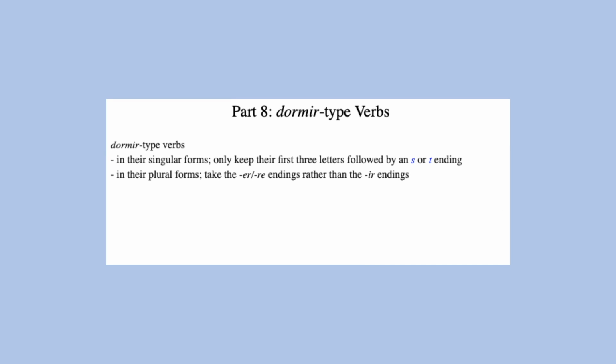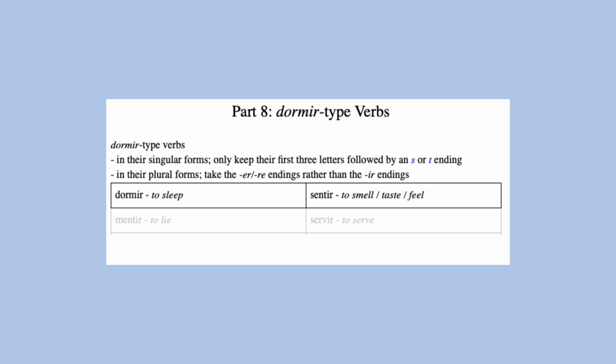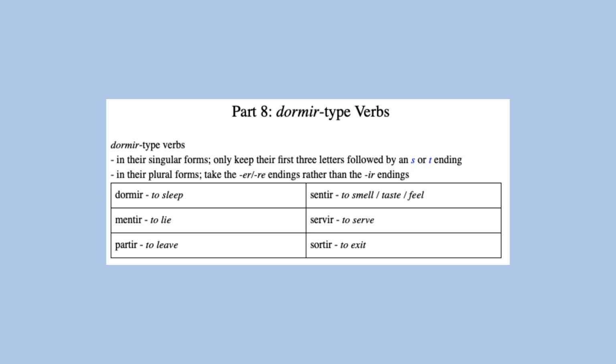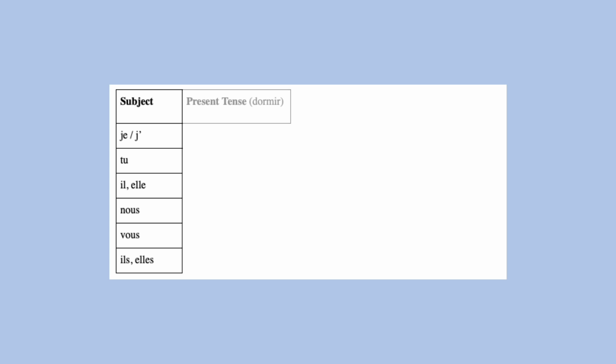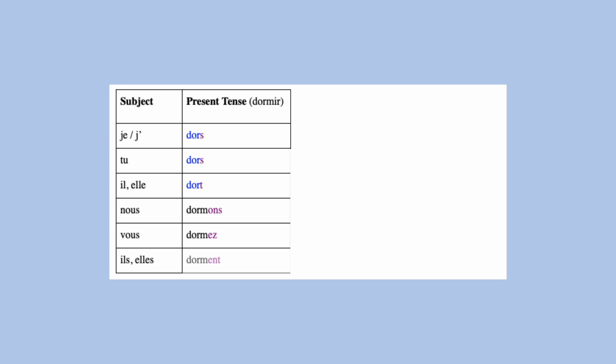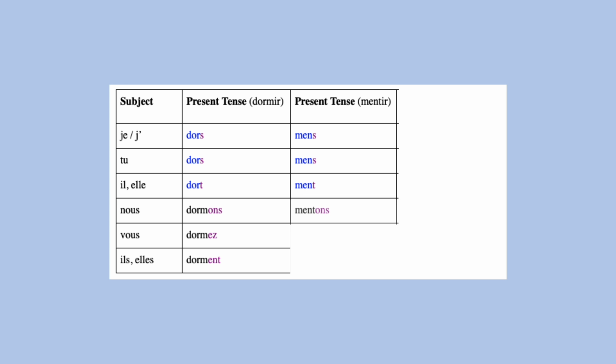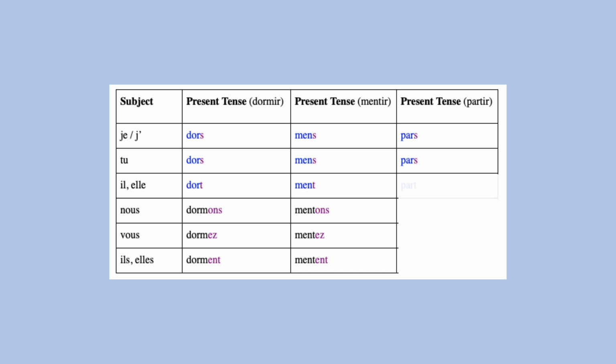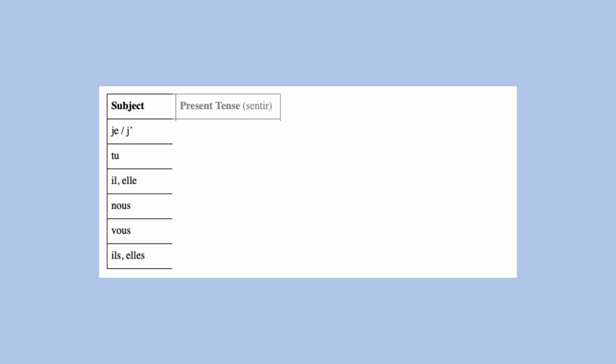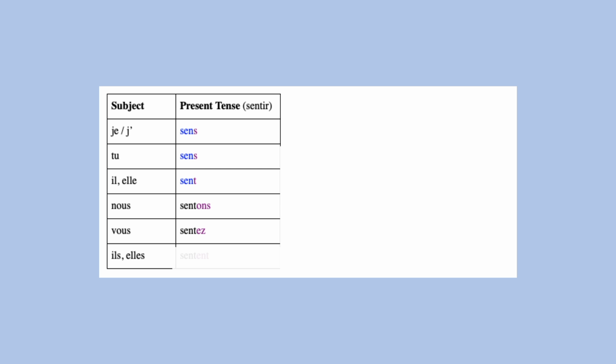Dormir-type verbs undergo multiple irregularities, which will become more clear when we actually look at the conjugation tables. Dors, dors, dort, dormons, dormez, dorment. Mens, mens, ment, mentons, mentez, mentent. Pars, pars, part, partons, partez, partent. Sens, sens, sent, sentons, sentez, sentent.